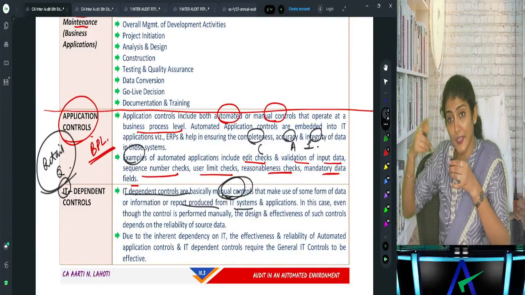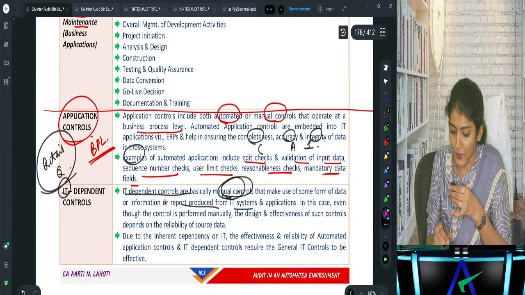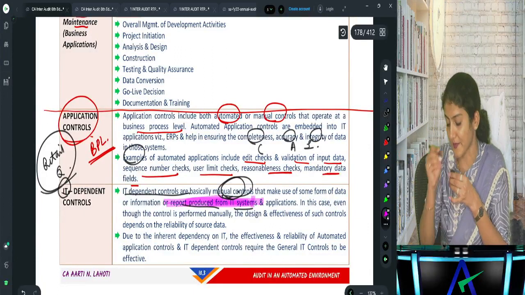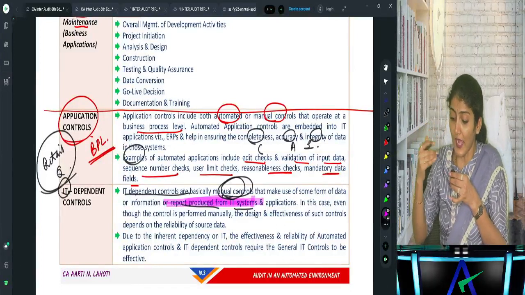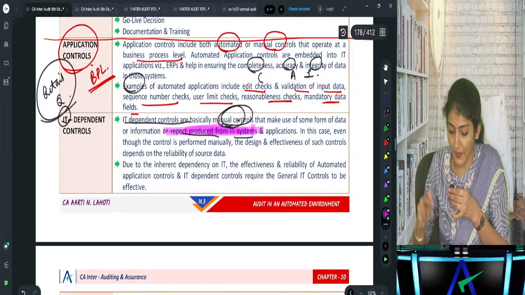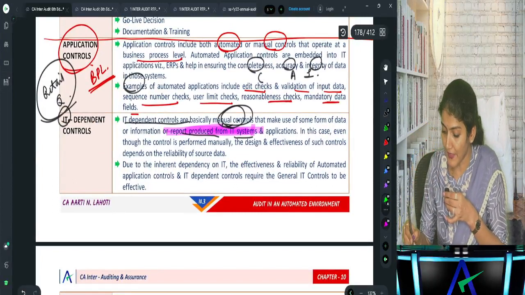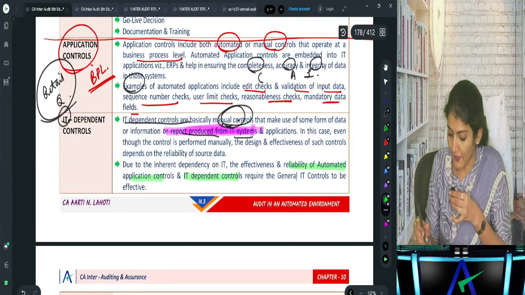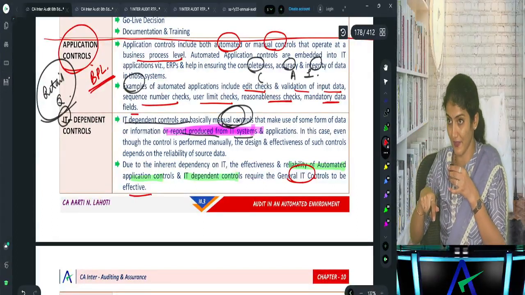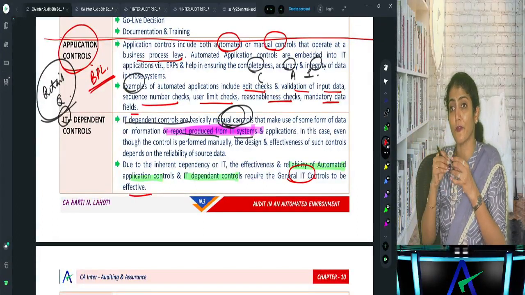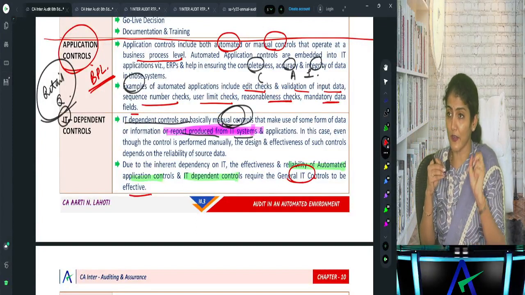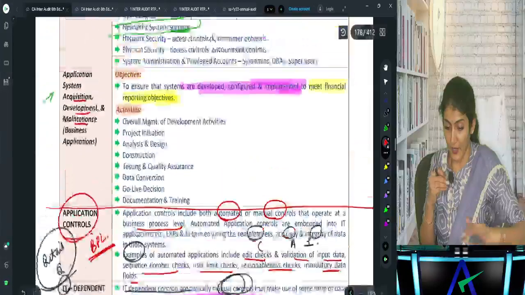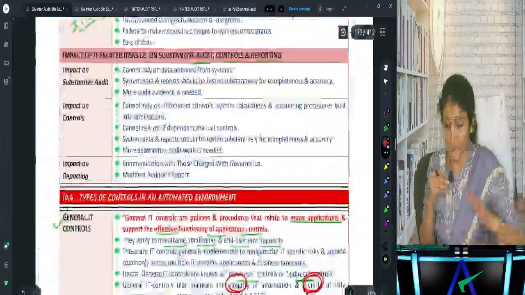Why is it IT dependent? Because it is making use of some reports which are produced from the IT system. And obviously, for application controls and IT dependent controls to be effective, what is required? The general IT controls should be effective. Only when your general IT controls are effective, only then the automated application controls and the IT dependent controls would be effective. Okay, right? So everybody, do you understand the types of control?